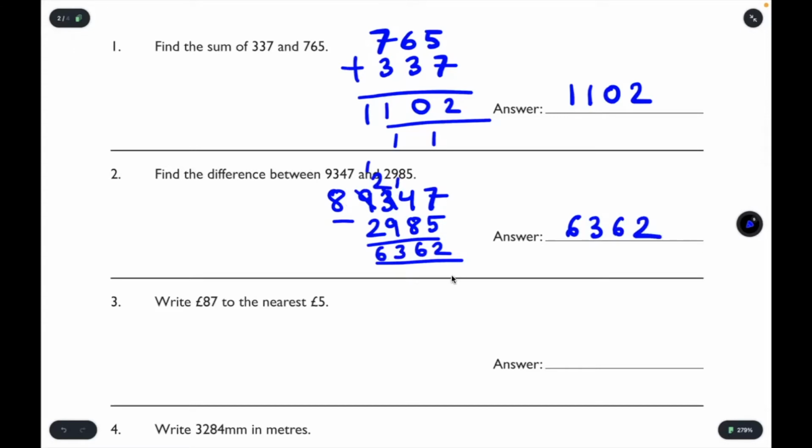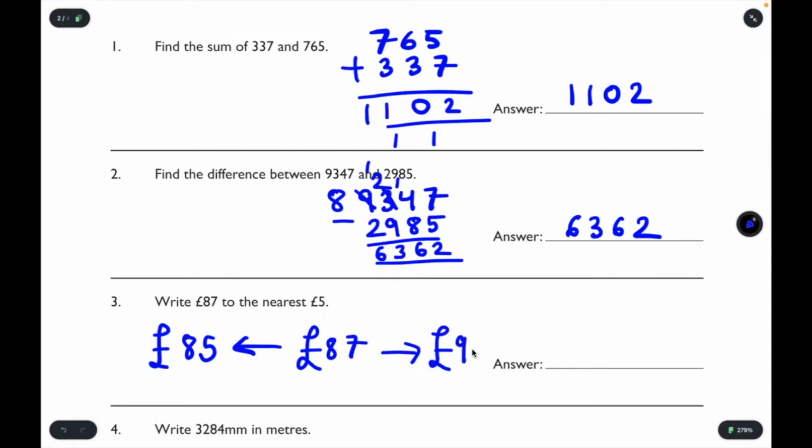6362. Question 3, write 87 to the nearest £5. Now, this is a rounding question. So when we do something to the nearest 10, we think, well, has it crossed the halfway point? Has it crossed something ending in 5? So if this was 87 to the nearest 10, then we could without a doubt say that it's going to be 90. We're deciding, is £87 going to be closer to £85 or to £90? Which multiple of 5 should we go to?